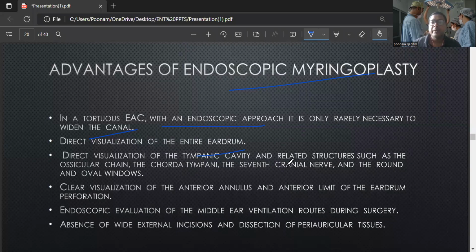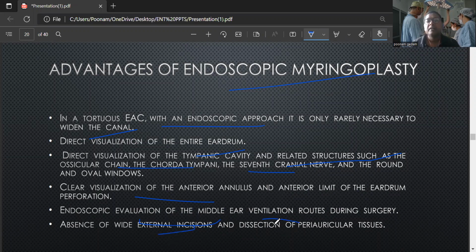Direct visualization of the tympanic cavity and related structures such as the ossicular chain, chorda tympani, seventh cranial nerve, and the round and oval windows. Clear visualization of the anterior annulus and anterior limit of the eardrum perforations. Endoscopic evaluation of the middle ear ventilation routes during surgery. Absence of wide external incisions and dissection of the periauricular tissues.